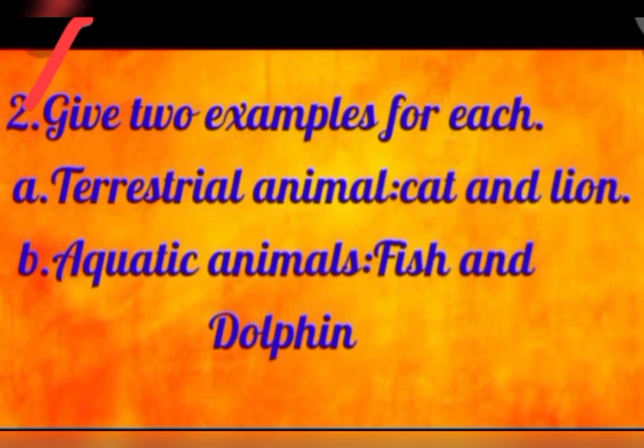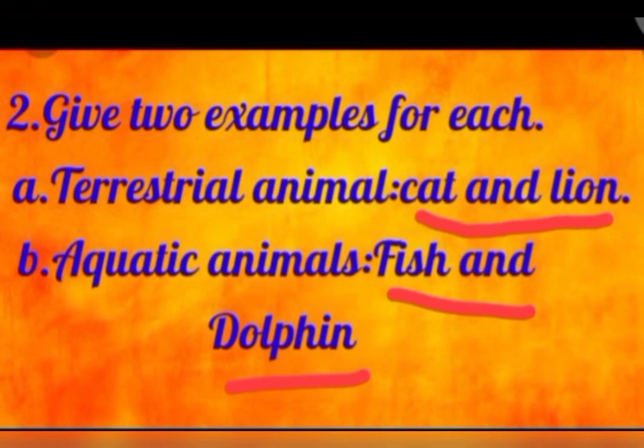Give two examples for each. A, terrestrial animal. B, aquatic animals. The answer is terrestrial animal, cat and lion. Aquatic animals, fish and dolphin. Cat, C-A-T, and lion, L-I-O-N. Fish, F-I-S-H, and dolphin, D-O-L-P-H-I-N.